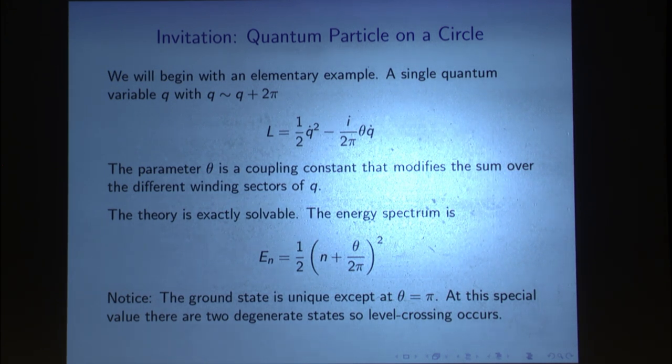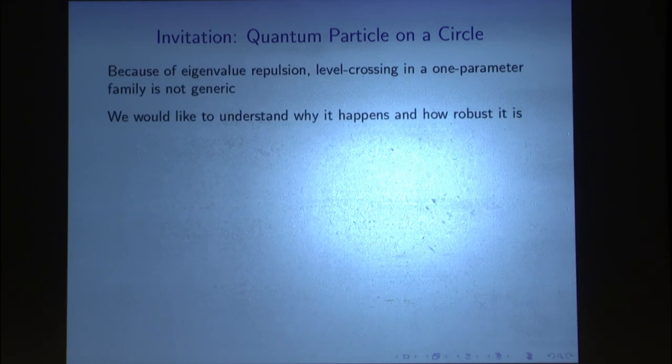OK, so what is there to discuss? Well, this is a quadratic action, so you can just solve the theory directly. These are the energies. There is a state for every integer n, and the energies are given by this simple formula. You're supposed to notice one thing about this formula, which is that if θ is not equal to π, then there is a unique ground state. But if θ is equal to π, then there are two degenerate ground states. So there's necessarily level crossing as we vary θ. OK, that's what you're supposed to notice.